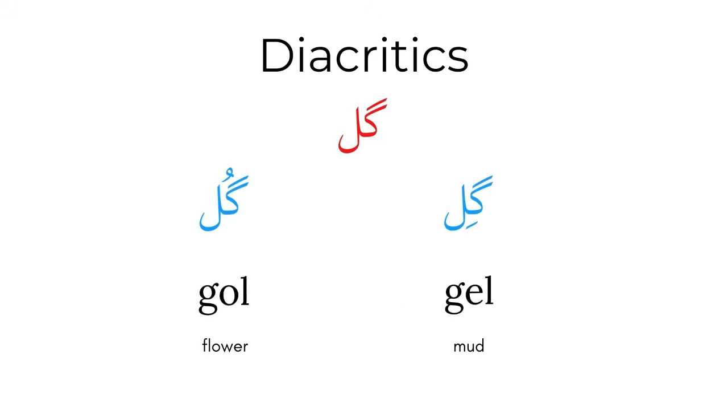Diacritics are almost never written in Persian unless you're trying to avoid some confusion or the writer wants something to be read in a very specific way. Otherwise, they're never written. So what you're going to see is the word in red, but depending on the context, this could be read as gel, which means mud, or gol. And so context is really the only way to know.